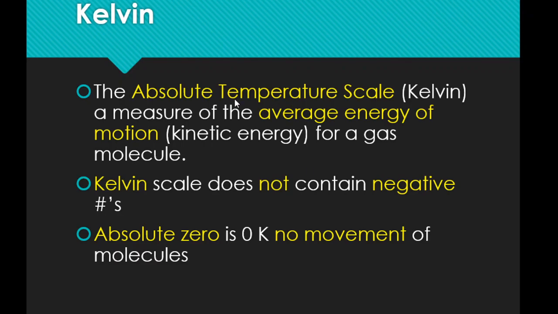All right, Kelvin, that is the temperature measurement that we learned in the first unit that we use here in chemistry. It is called the absolute temperature scale. We call it kelvins. It's a measure of the average energy of motion, which we learned in our KMT notes, the kinetic energy for a gas molecule. The big thing about the Kelvin scale is that it does not contain any negative numbers. What you played with in gas properties is that absolute 0 Kelvin is no movement of molecules. We also saw that this never really happens. It's in theory, but no movement of molecules never really happens, not even in a solid.